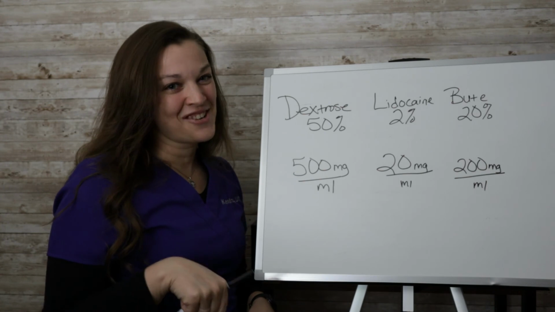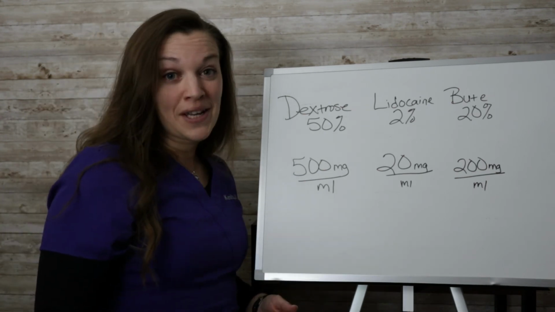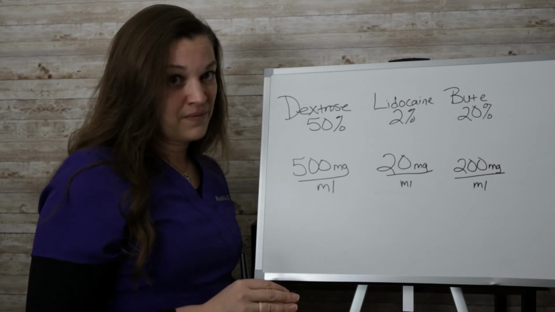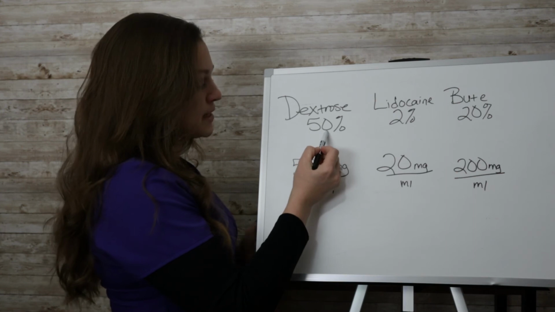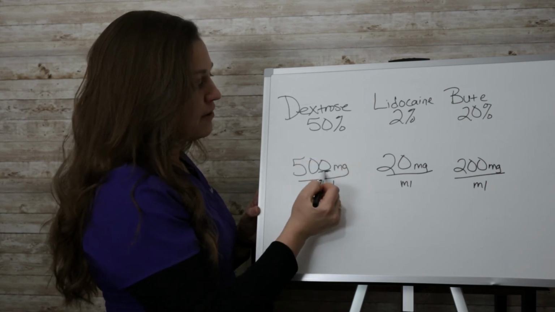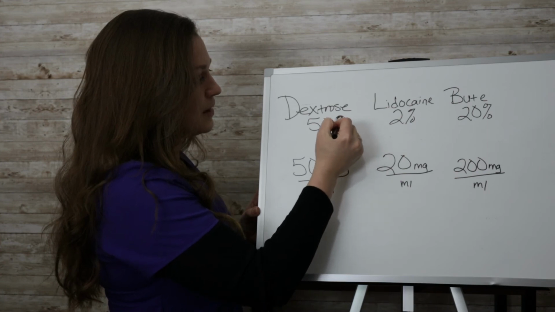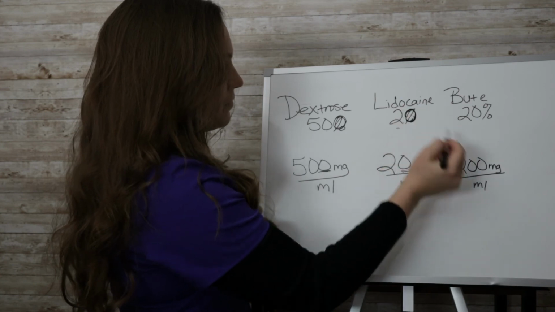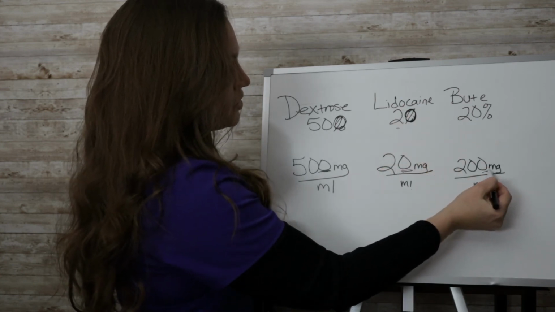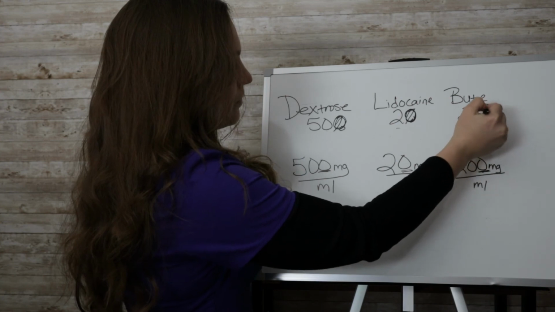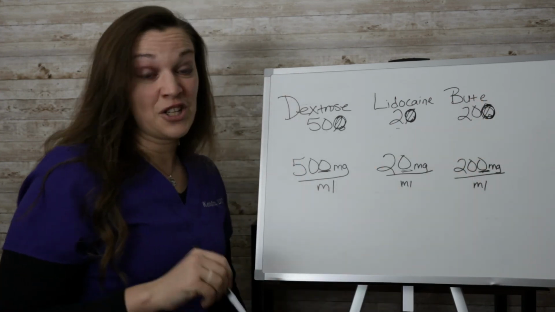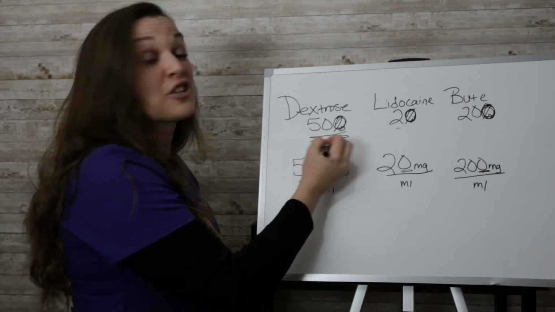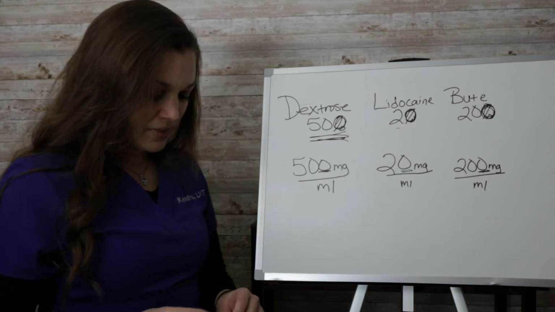Okay, now here's the easy trick, guys. All you have to do with a percentage solution is replace the percent sign with a 0. Okay? So in a 50% solution, look at this, 500 mg per mil. A 2% solution, 20 mg per mil. A 20% solution, 200 mg per mil. So there's a quick and dirty trick for you now that you understand the math that goes behind how we actually get to this number, okay?